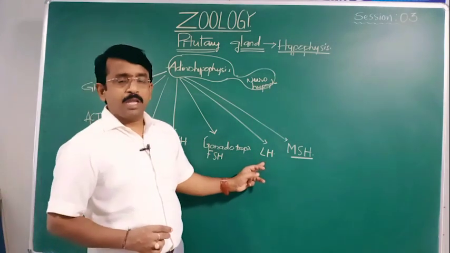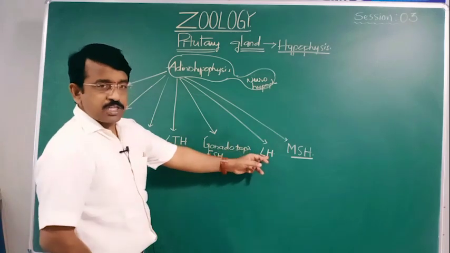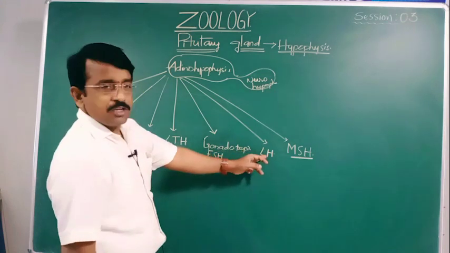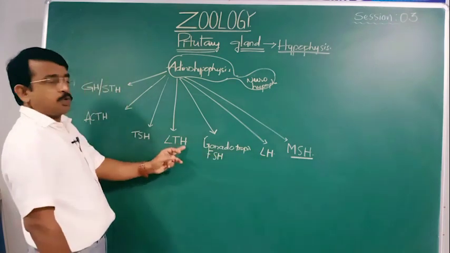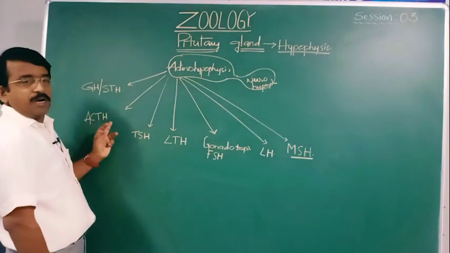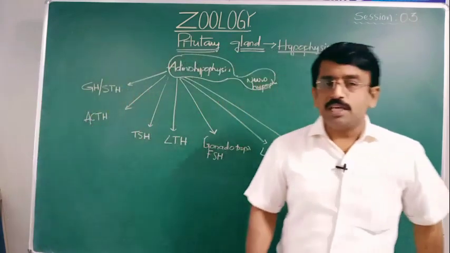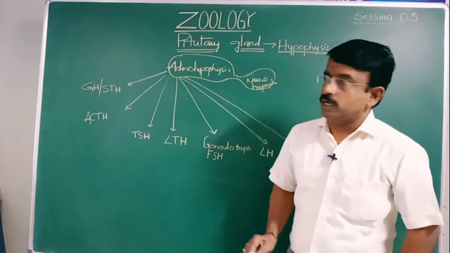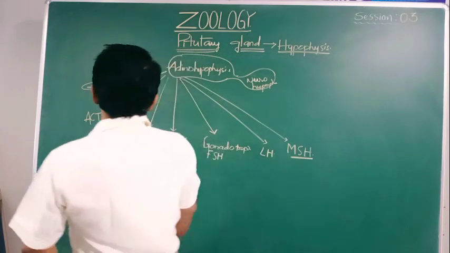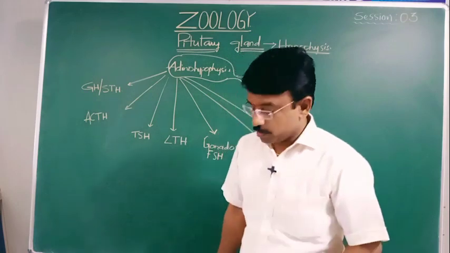Luteinizing hormone, which is also named ICSH, interstitial cell stimulating hormone. The gonadotropins FSH and LH both come under the gonadotropins. Then luteotropic hormone, thyroid stimulating hormone, adrenocorticotropic hormone and growth hormone or somatotropic hormone. These are the hormones released from the adenohypophysis. Let's discuss the hormones individually, starting with the growth hormone or STH.